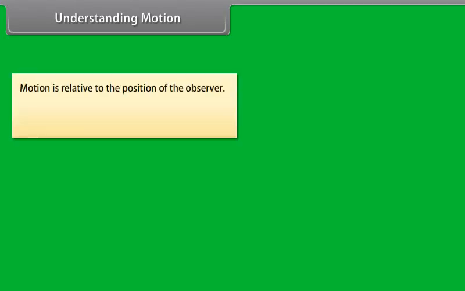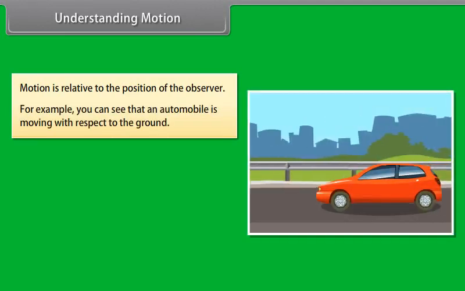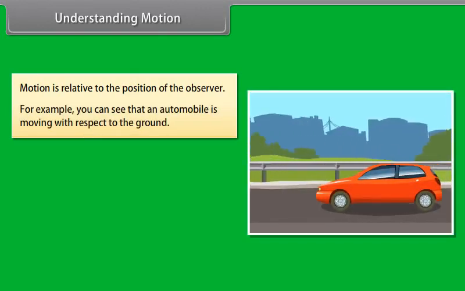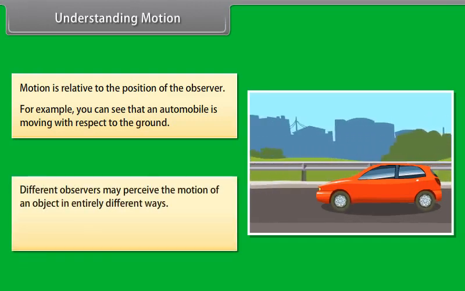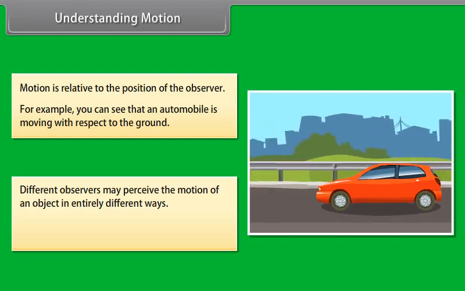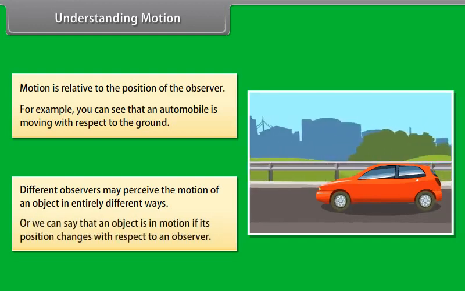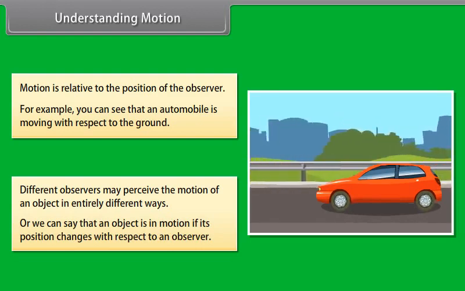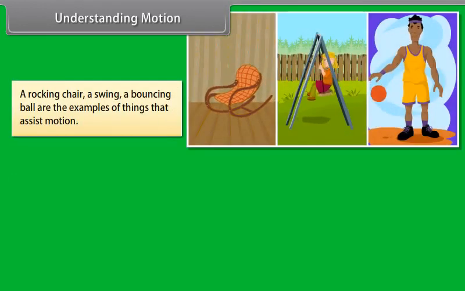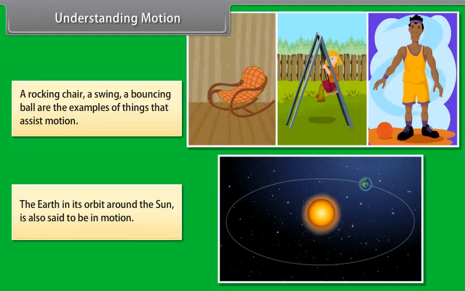Understanding motion. Motion is relative to the position of the observer. For example, you can see that an automobile is moving with respect to the ground. Different observers may perceive the motion of an object in entirely different ways. Or we can say that an object is in motion if its position changes with respect to an observer. A rocking chair, a swing, a bouncing ball are examples of things that exhibit motion. The earth in its orbit around the sun is also said to be in motion.